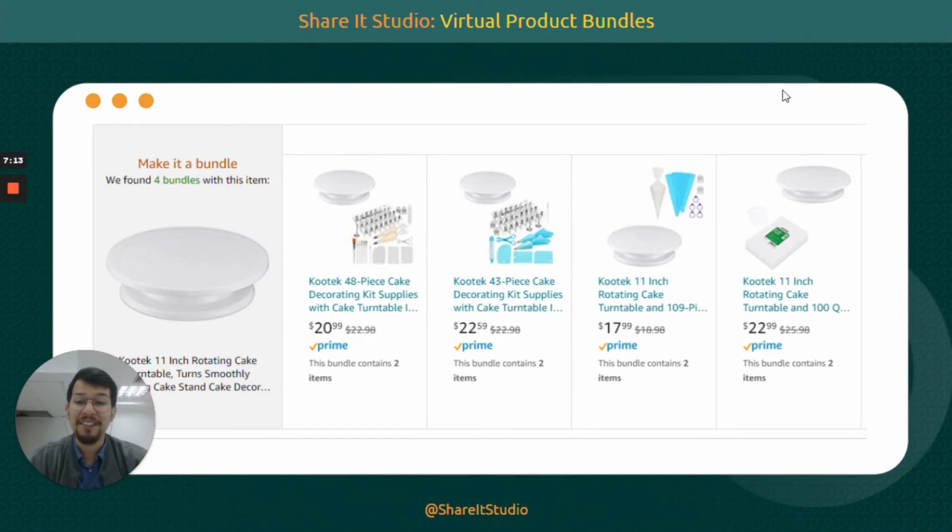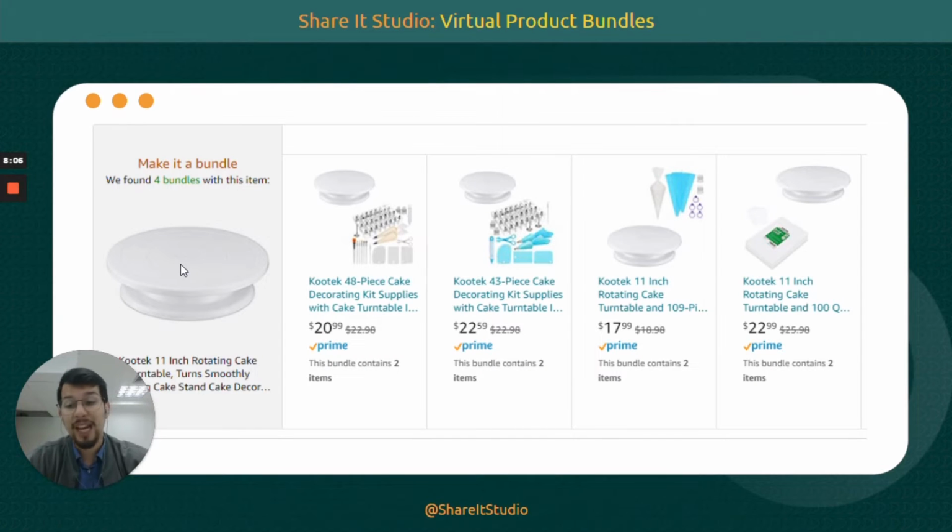So you have to take that very seriously into consideration. You have to put a price that is lower or equal to the sum of all of your products. Here you can see some examples of virtual product bundles, and here you can see that we have a rotating cake turntable and that it is included in 4 bundles.